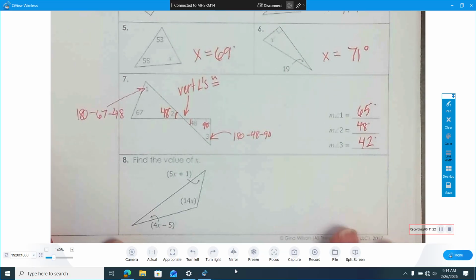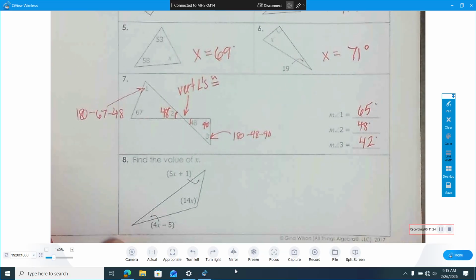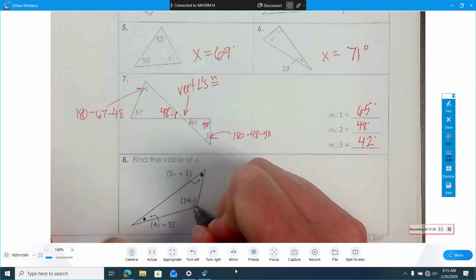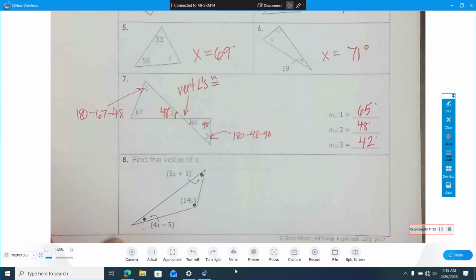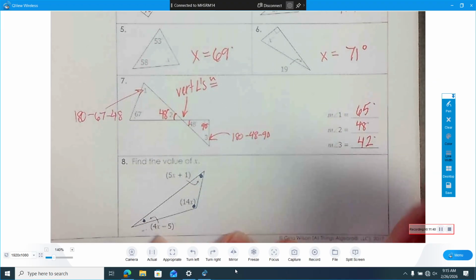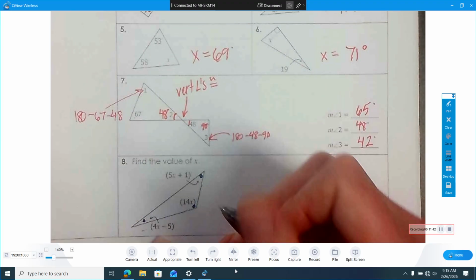Okay, look at number 8, ladies and gentlemen. Do we just have plain old numbers? No, we have algebra. So now we have a triangle, and 1, 2, 3 angles all need to add together to equal what? 180. So what equation can I write down? All of them added together, sure.